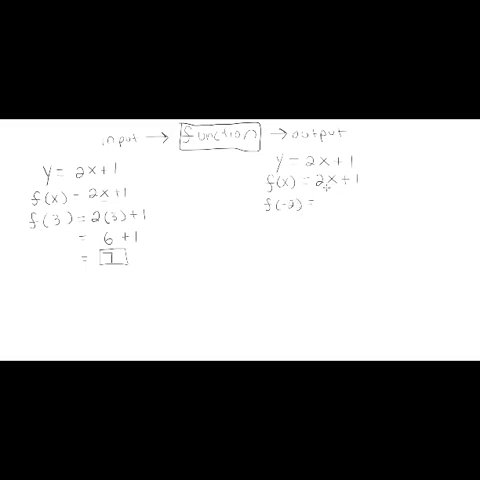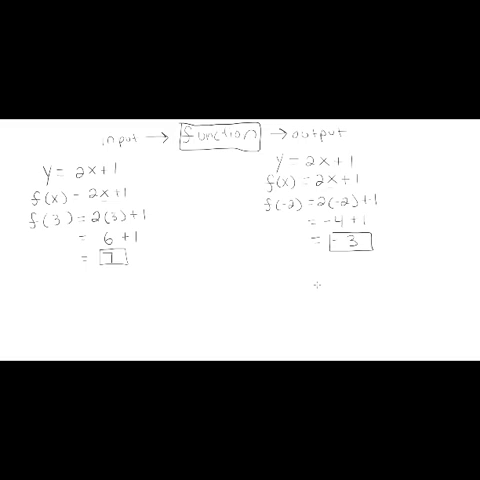Anywhere we see an x, we're going to replace that with -2. So we have 2 times -2 plus 1. And now we're going to evaluate. So we have -2 times -2 is -4 plus 1 is equal to -3. Which means for our input, -2, our output is -3.